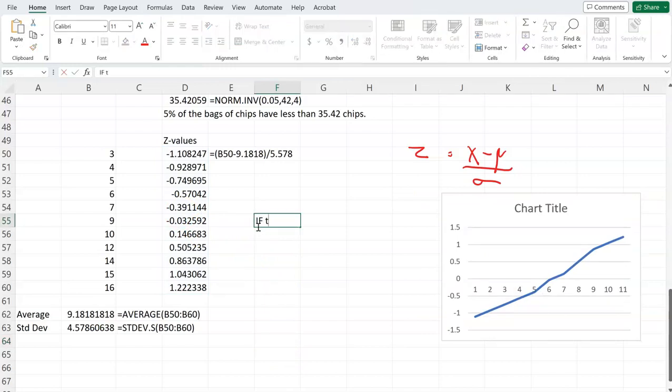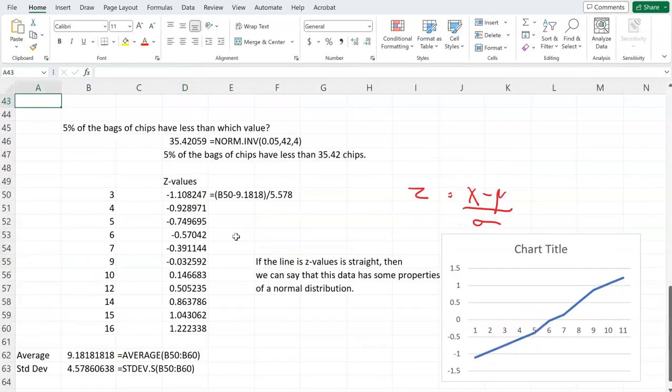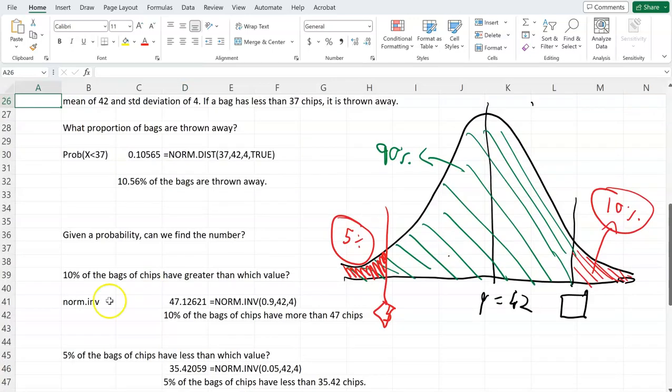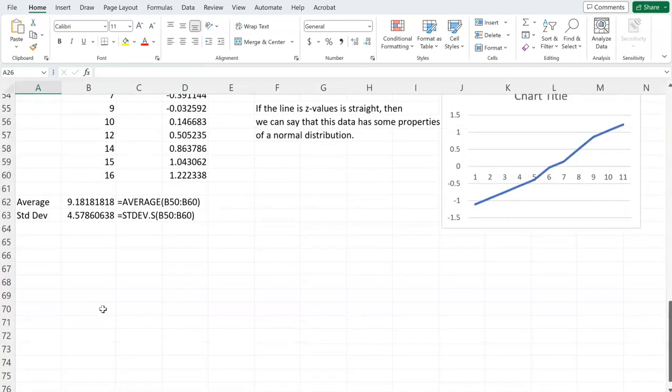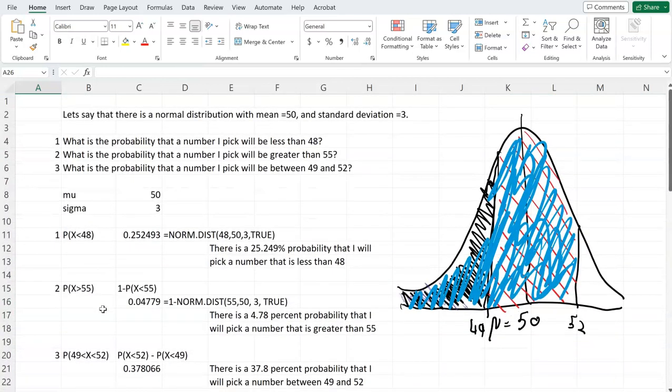So if the line of z-values is straight, then we can say that this data has some properties of a normal distribution. So this is how we normally check for a normal distribution using our data. Another way of doing it is converting the values to z-values and then finding the normal distribution. So I'm putting it at the end.